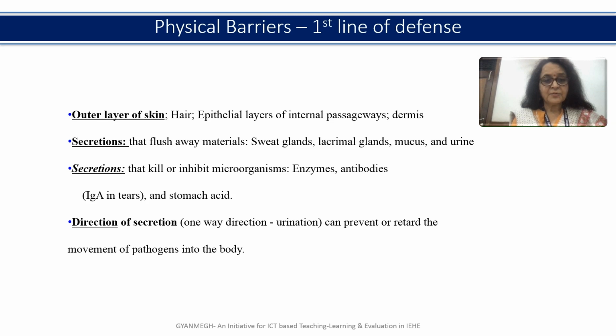The first line of defense consists of the outer layer of skin, which consists of hair, epithelial layer of internal passageways, dermis, secretions that flush away materials, sweat glands, lacrimal glands, mucus, and urine. Secretions that kill or inhibit microorganisms include enzymes and antibodies like IgA in tears, and stomach acid. The direction of secretion is one way, like urination, which can prevent or retard movement of pathogens in the body.